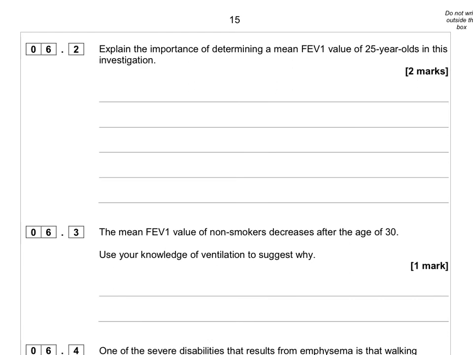Question 6.2 says explain the importance of determining a mean FEV1 value of 25-year-olds in this investigation. If you're finding a mean, you're trying to see if there is a comparison between the 2 groups. And what are you looking at? You're looking at the effect of smoking particularly, or you could say age or emphysema, or it takes into account any anomalous results as well.